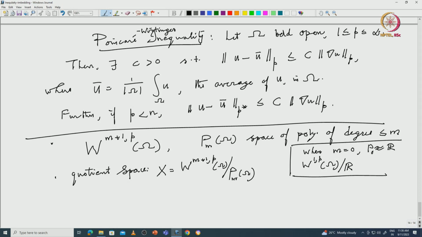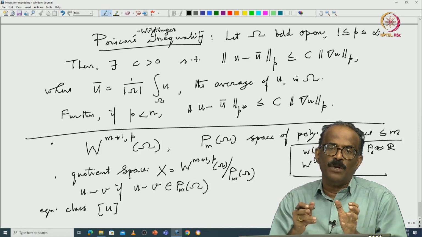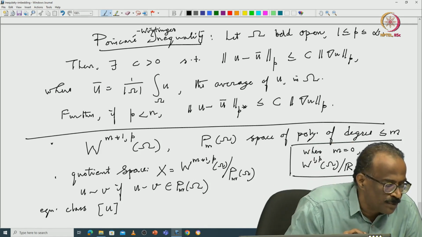So you have this quotient space, and what is your equivalence relation there? u is equivalent to v if u minus v is a polynomial of degree less than or equal to m. According to that you will have your equivalence class, and any two elements in an equivalence class differ by a polynomial of degree m. That is what you mean.